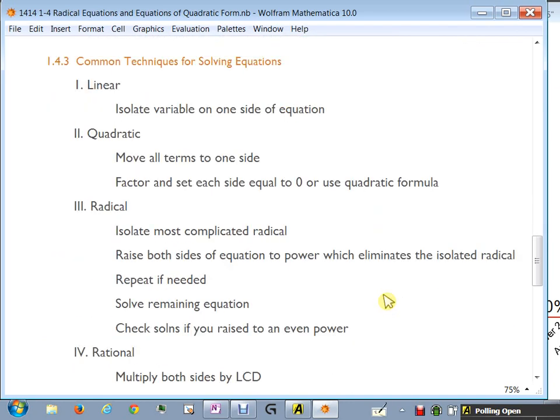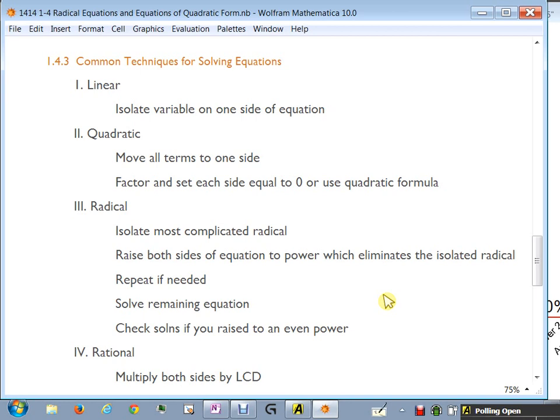These are the common techniques for solving all of these types of equations that I listed before. Linear is the easiest one. To solve a linear equation, you basically get the variable by itself on one side of the equation, moving things around, multiplying, dividing, whatever you need to do. That's the best case scenario. For a quadratic equation, our standard technique is to move everything to one side so that it's equal to 0, and then either factor it or use the quadratic formula. For a radical equation, and that's what today is about, these are going to be our steps. We're going to isolate the most complicated radical we see. Isolate means what?